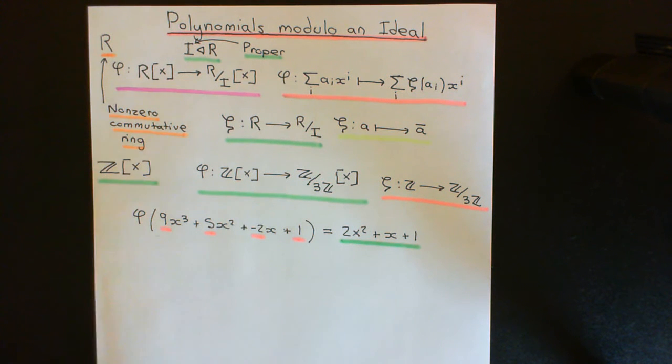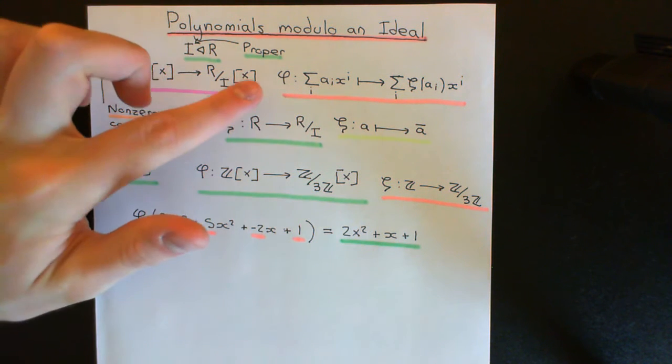So there is an example of what we're actually doing here. We're just taking all of the coefficients and asking what they are mapped onto by this homomorphism zeta, and then we replace those coefficients like so, and now we end up with a polynomial where the coefficients are in the quotient ring.